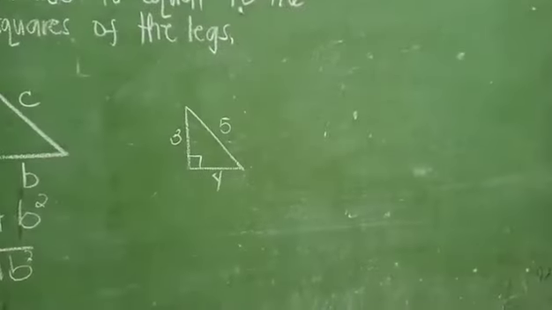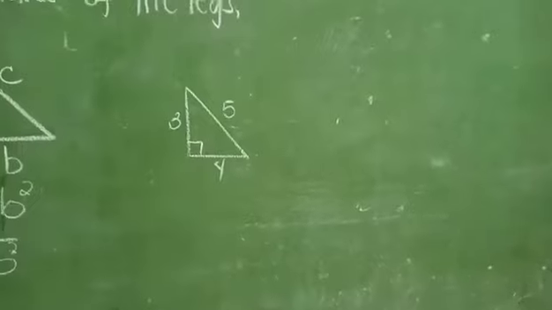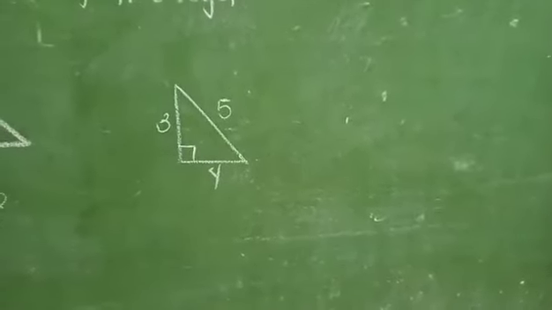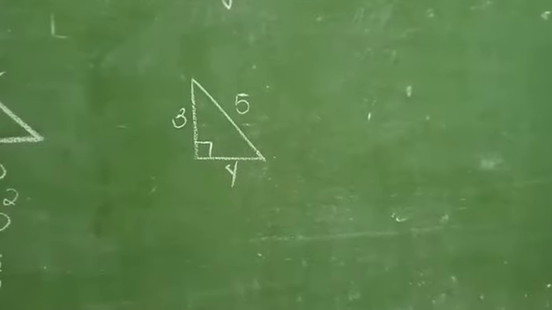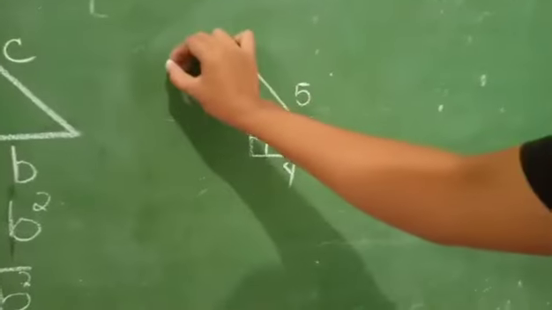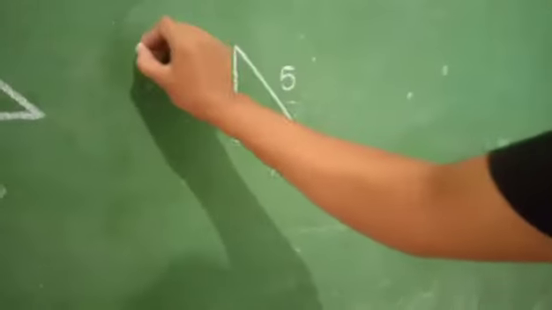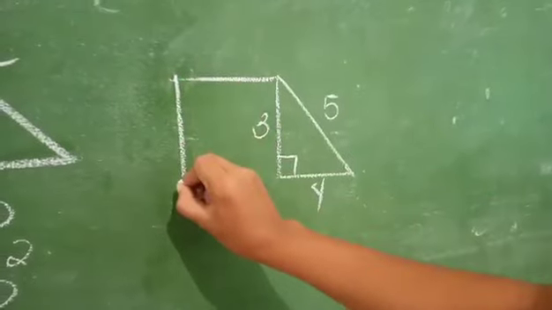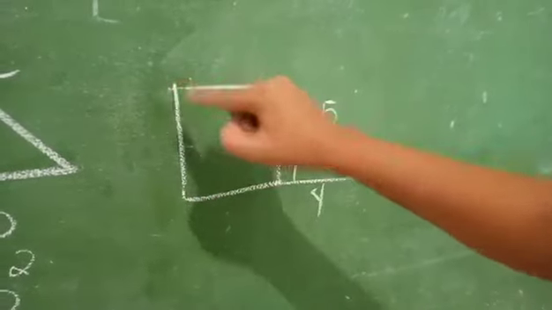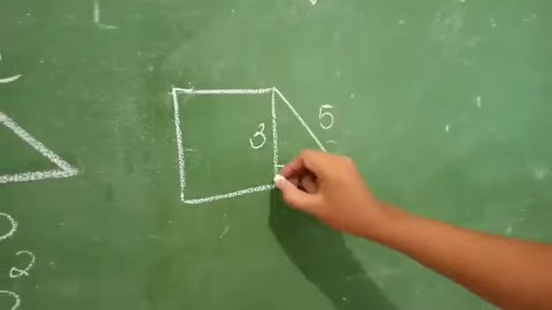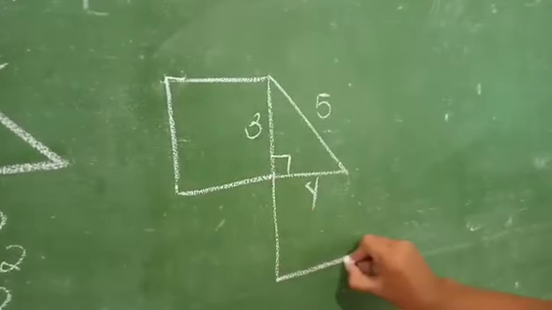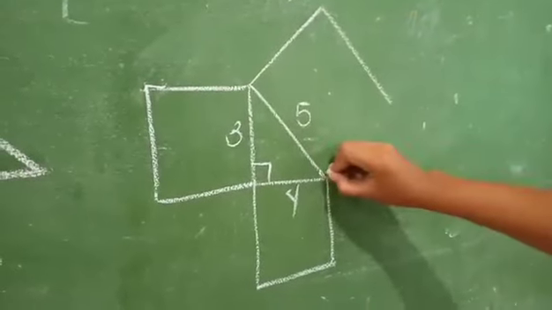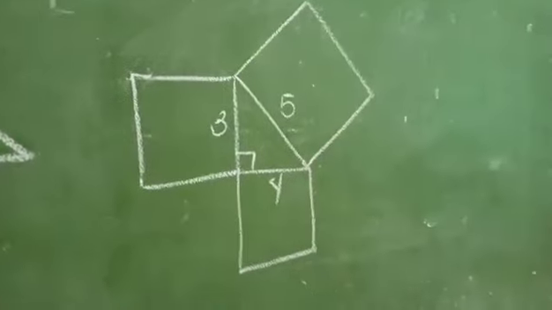Now let's see why this theorem works. Imagine a square built on each side of the triangle. The areas of the squares on A and B add up to the area of the square on C. So let's draw a square on each side of this figure. Imagine this is a square, and we all know that a square has the same measurement on each side. Imagine this is 4 units and this is 5 units on each side.